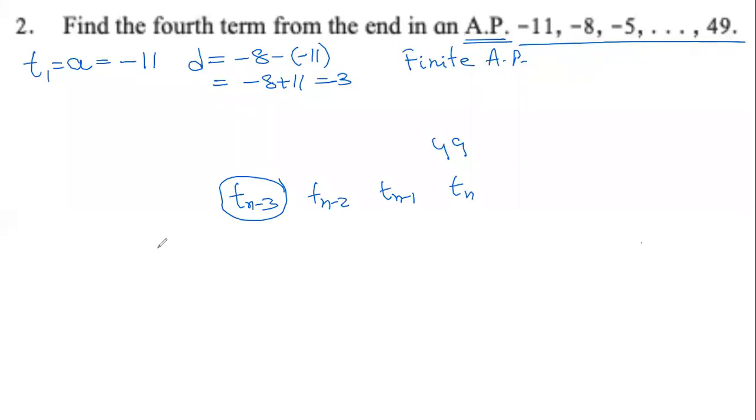Right? Now to find Tn minus 3, we will of course use the formula nth term equals to, it's not 2a, it is a plus n minus 1 into d. We will use this to find this term, but we do not know n, right? So that is where we will use this information that nth term is 49. I will give you a hint, then you will try to solve it on your own. Let's see how we can do this.